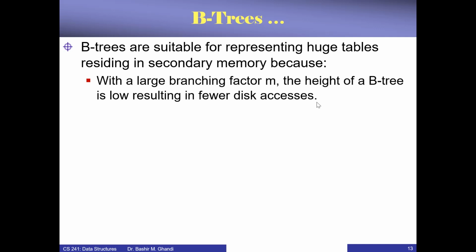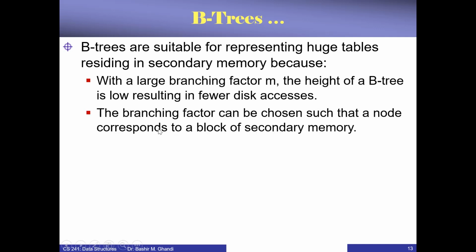The second point is the branching factor M can be chosen such that a node corresponds to a block of secondary memory. So depending on the file system you are using, check to see what is the size of a block. In my file system that I showed you earlier, the size of a block is 1 kilobyte. So for some systems, it could be much more than that.